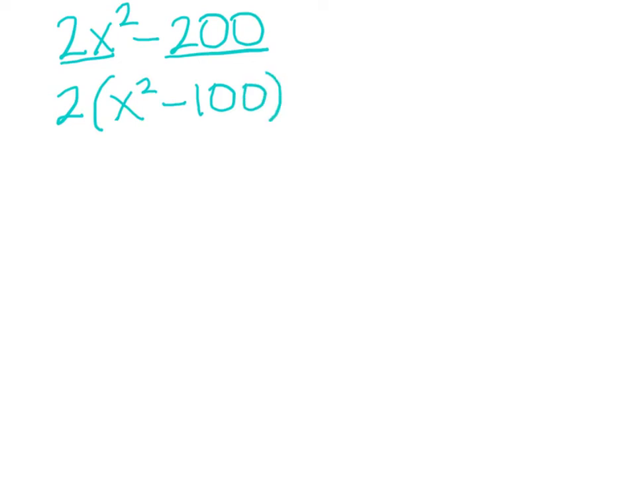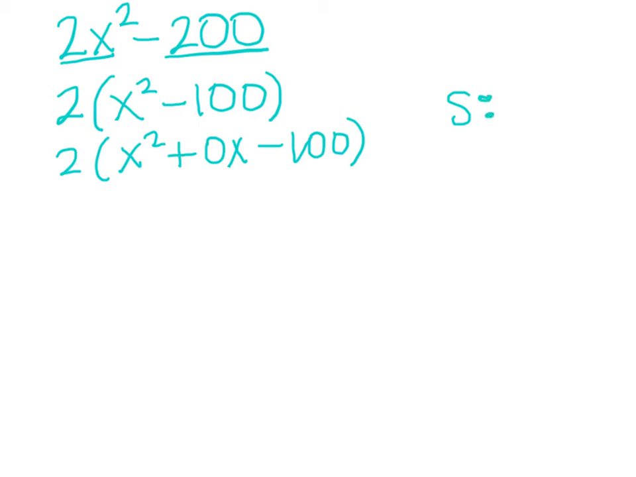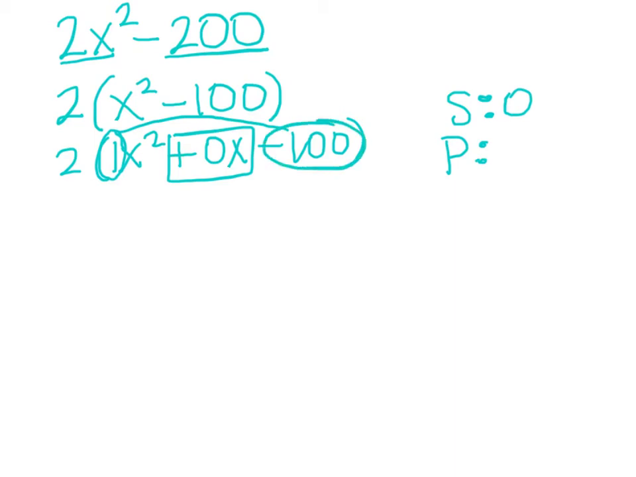Remember this is always what you do first. Now, if we go through our list, we know what to do if this is a trinomial, but if this is a binomial, we have to rewrite it so that the middle term is 0x. Now we're ready to do sum and product. I'm going to abbreviate here S and P, S being the sum, which was 0, because we wrote it in, so we should know what the sum is. The product, don't multiply the 2. It's the number in front of x squared times the negative 100. That's our product, negative 100.